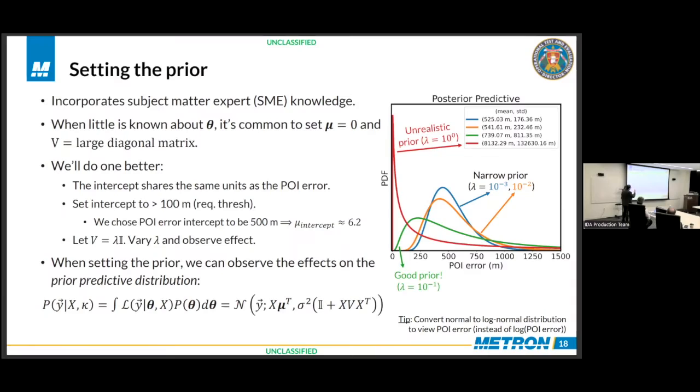So setting the prior usually takes some SME knowledge about the system. And when little is known, typically you set the mean to 0 because you're like, I don't know what the values are supposed to be. And then you set the variance matrix to some large number where you're like, the parameters could be, I don't know, minus 1,000,000 to 1,000,000. Okay. But we can do one better, especially with related to physical constraints.